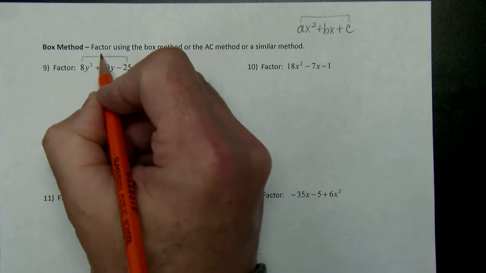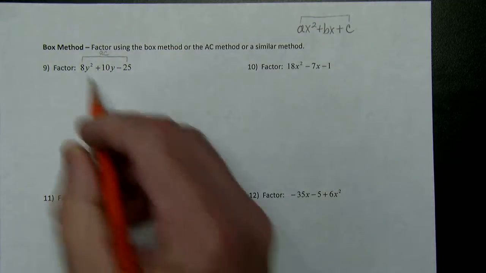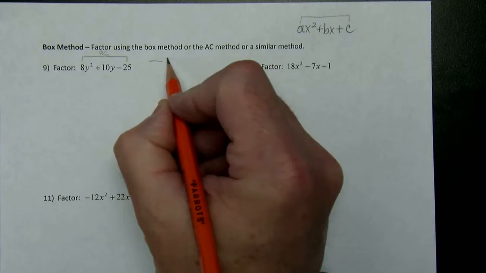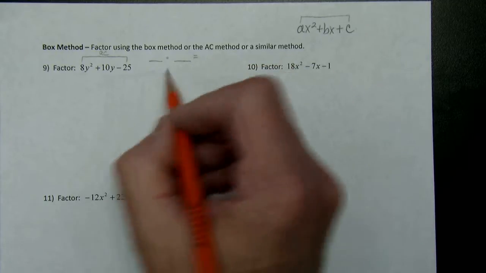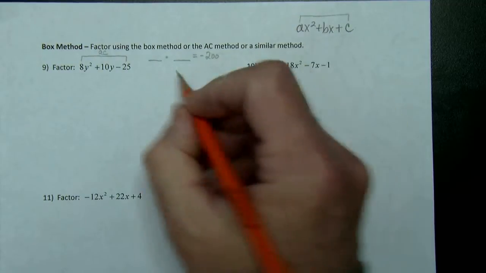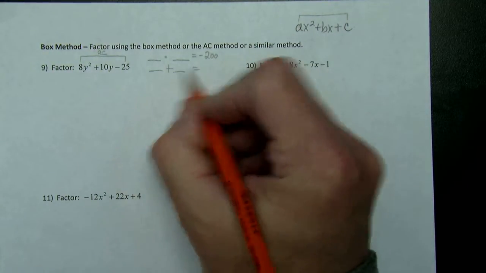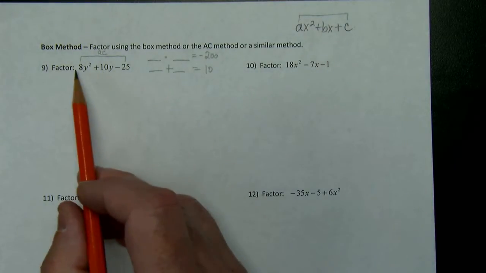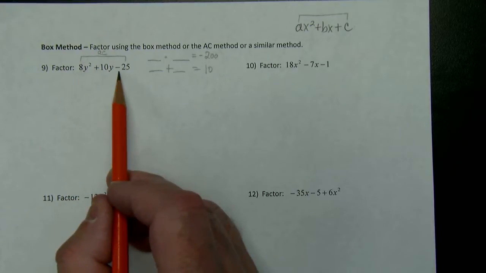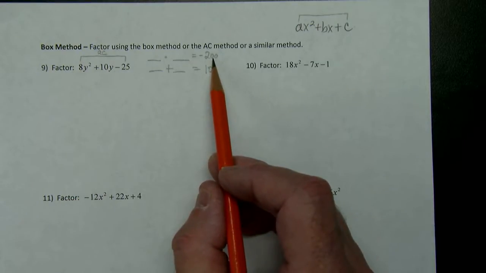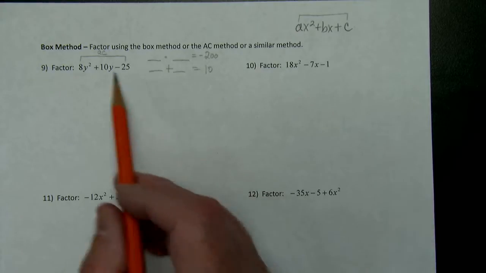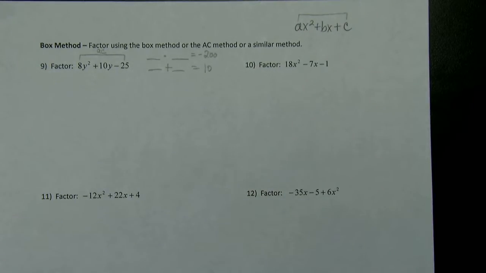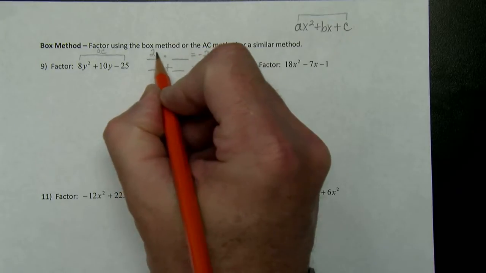So I multiply this, and we call that a times c, 8 times negative 25, and then we ask, what multiplies together to give me negative 200 and adds together to give me that middle term of 10? So instead of just the last number and the middle number, now we take the first and last times each other. 8 times negative 25 is negative 200. And now we want the sum of the two numbers to be the middle number 10. If you think about that for just a second, you should come up with 20 and negative 10.